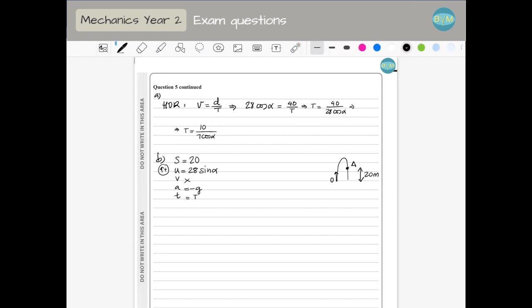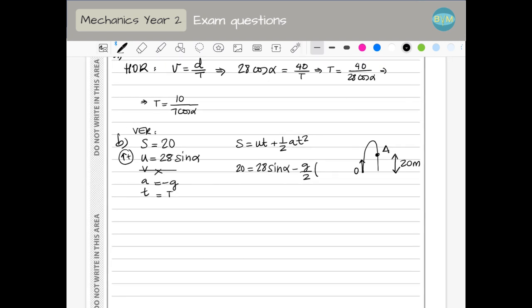So this is considering the vertical now. We can write a SUVAT equation that connects them all, one without v, because we are not interested in v, which is this one. s is ut plus 1/2 at squared. So 20 is going to be 28 sine alpha, minus g halves times t squared. No, sorry, I'm missing the t here in this one. So this is the initial velocity times t.